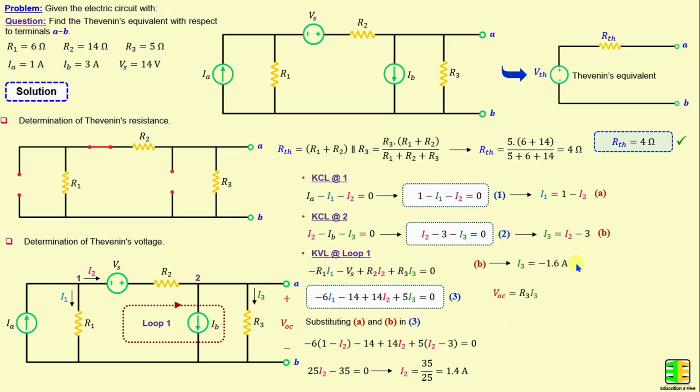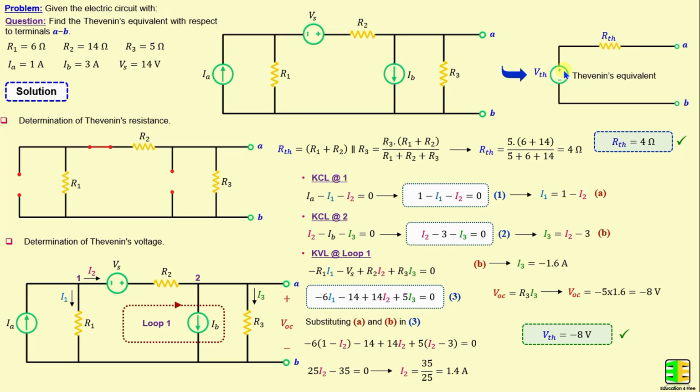And according to Ohm's law, VOC is equal to R3 times I3. And if we replace R3 and I3 with their numerical values, we obtain VOC is equal to negative 8 volts. That means VTH is equal to negative 8 volts. The Thevenin equivalent with respect to terminals A and B is a negative 8 volt voltage source in series with the 4 ohm resistor. After completing the calculations, I perform a simulation using SPICE to verify our results.